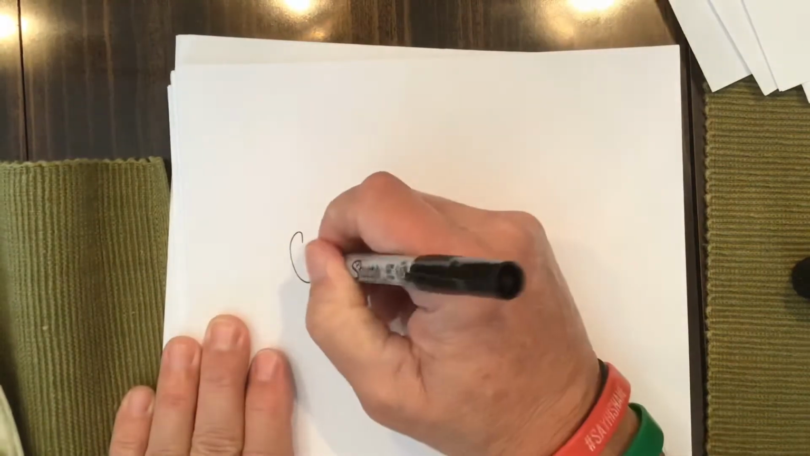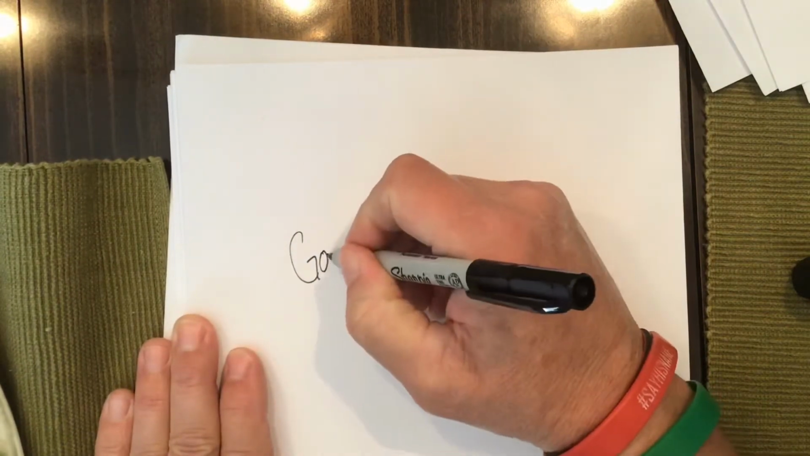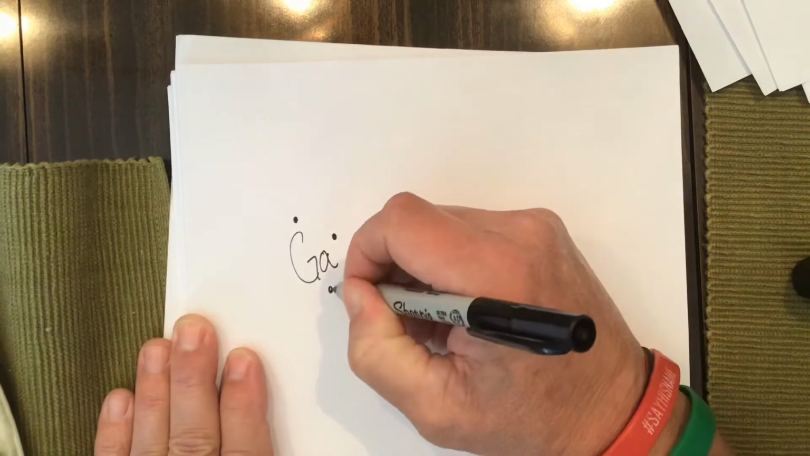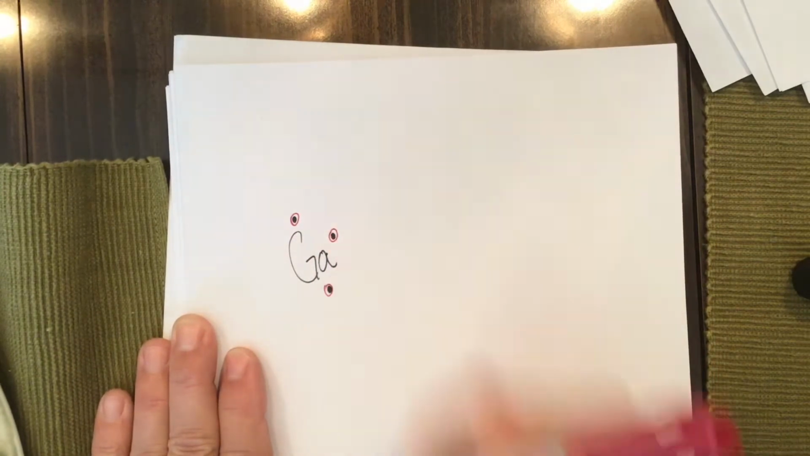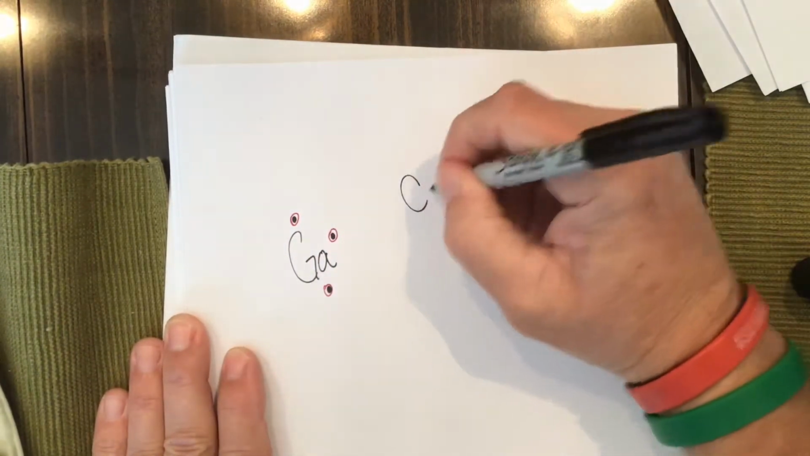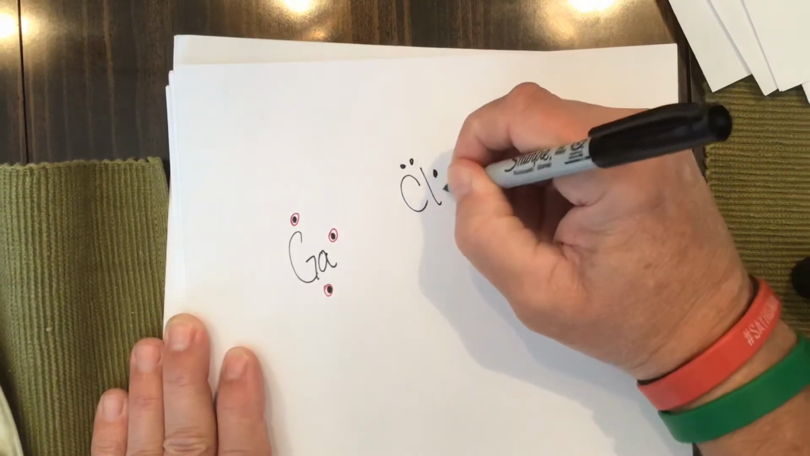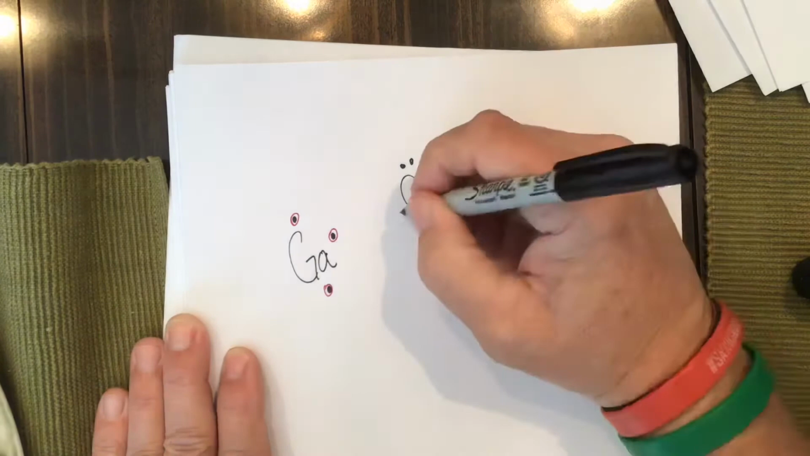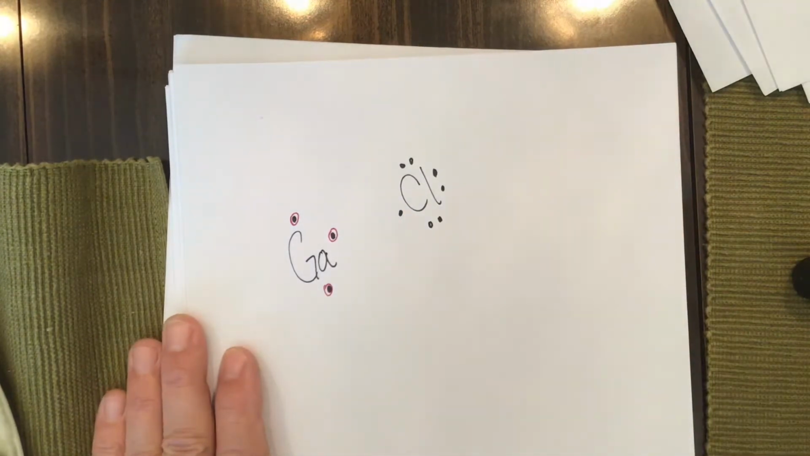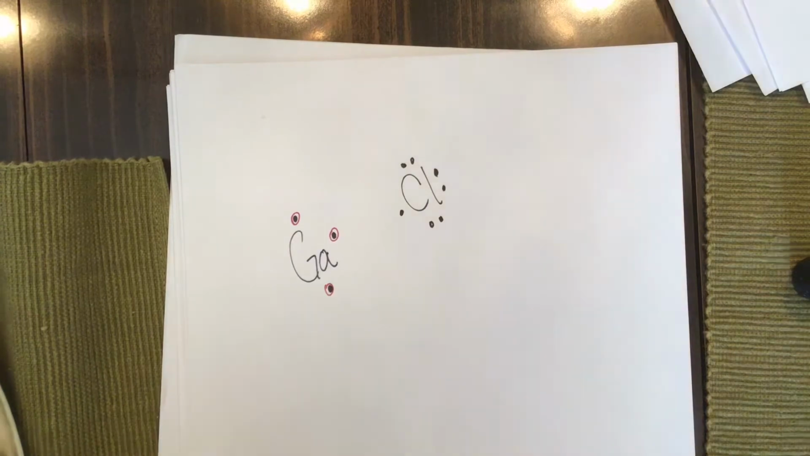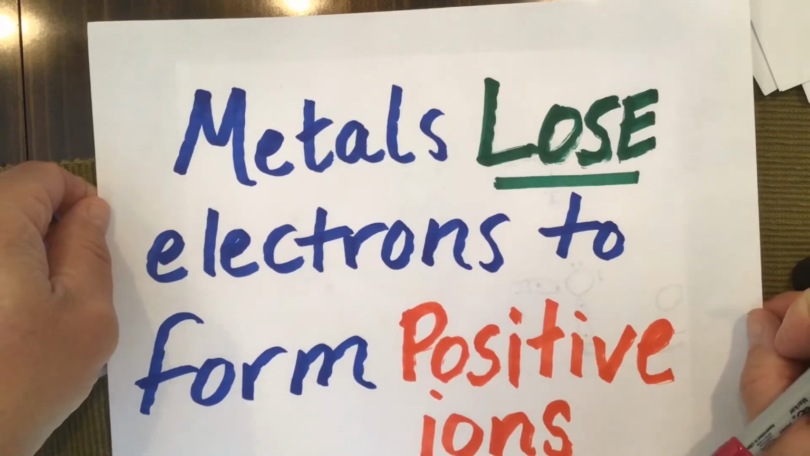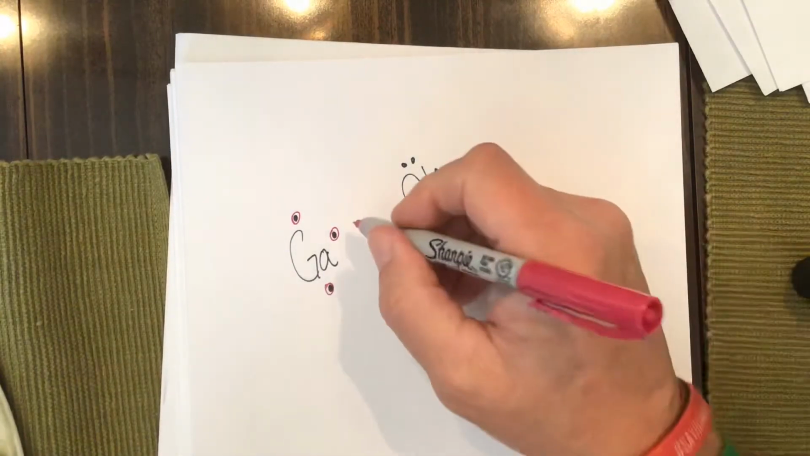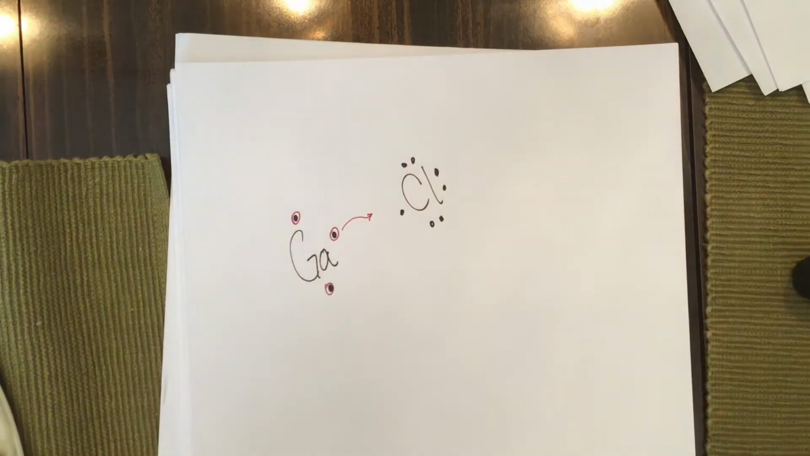So here's what's going to happen. So here's our friend gallium. And gallium's got its 3 valence electrons. And I would put color on them so we know which ones they are. And here's our chlorine. And it's got its 7 valence electrons. And so gallium, it's a metal. What do metals do? That's right, metals lose electrons to form positive ions. So gallium's going to take this electron here, and it's going to give it to chlorine.